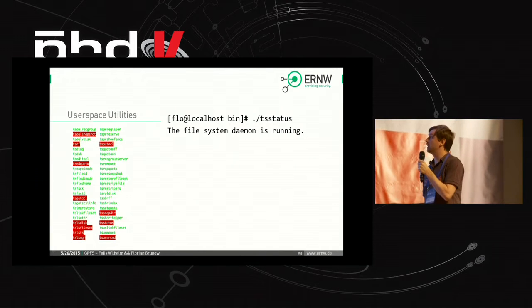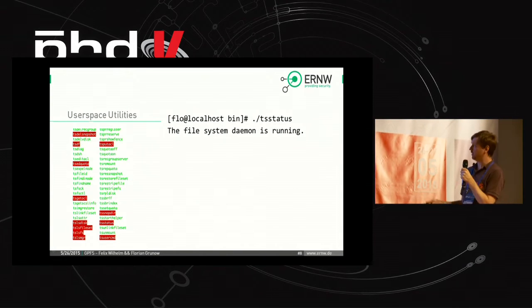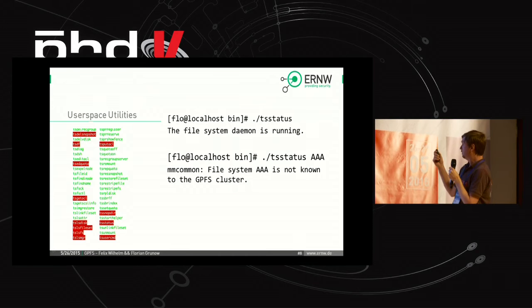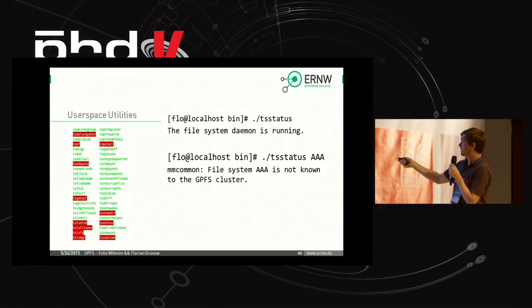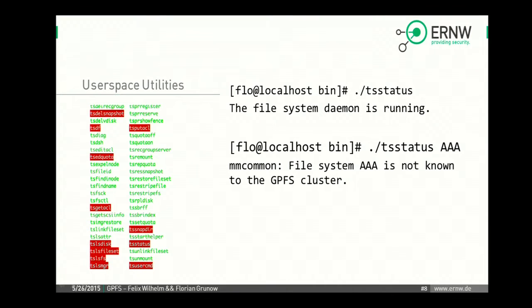We found out that you can basically only put one argument in there, and this argument is the name of a file system. So what you can do is check if a known file system in the cluster is still alive, if it's there, if it's connected, and what its status is.